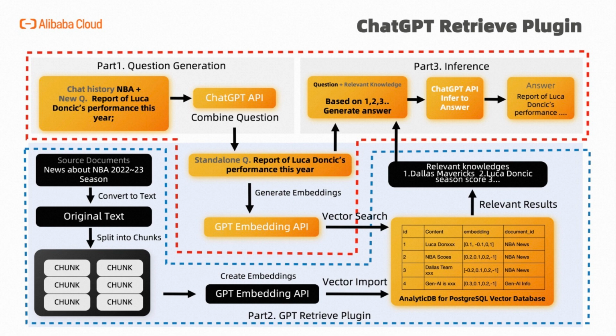Let's check out one example regarding the NBA. Assume you have already talked with the chatbot regarding some NBA info, and you have a new question: I want to have a report on Luka Doncic's performance this year. When you combine all the history and the new question, it's going to generate one new standalone question: a report of Luka Doncic's performance this year.